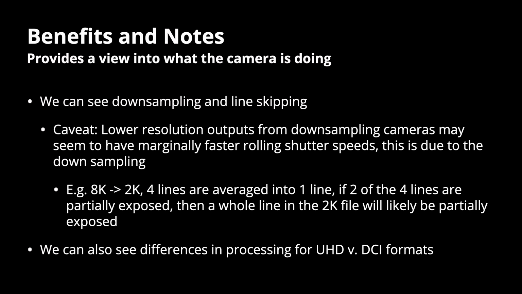Now I say approximately equal here because downsampling cameras will seem to have marginally faster rolling shutter speeds at the downsampled resolutions. And this is simply due to the downsampling averaging out various lines. So if you think about how if you're shooting with an 8K sensor and you're downsampling to 2K, in the 8K image, every 4 lines get averaged into 1 line in the 2K image. So if in the exposure of that 8K frame, 2 of the 4 lines were unexposed and 2 of the 4 lines were partially exposed, when you average that down to the 2K resolution image, basically all 4 of those lines are treated as if they were partially exposed because of the averaging.